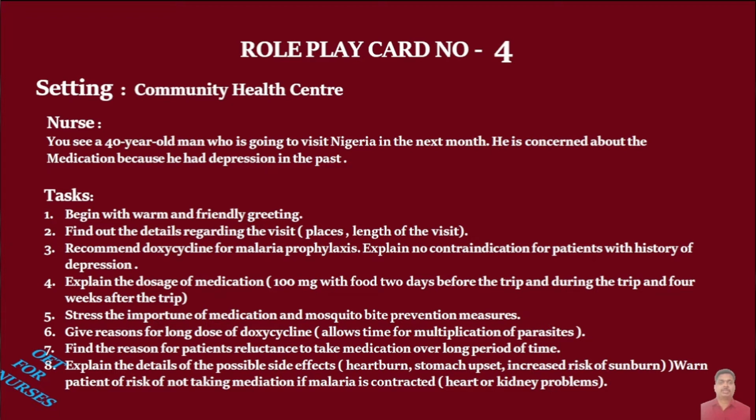Seventh one says, find out the reason for the patient's reluctance to take medications over a long period of time. The last one says, explain the details of the possible side effects: heartburn, stomach upset, increased risk of sunburn. Then warn the patient of the risk of not taking medications if malaria is contracted, heart or kidney problems.